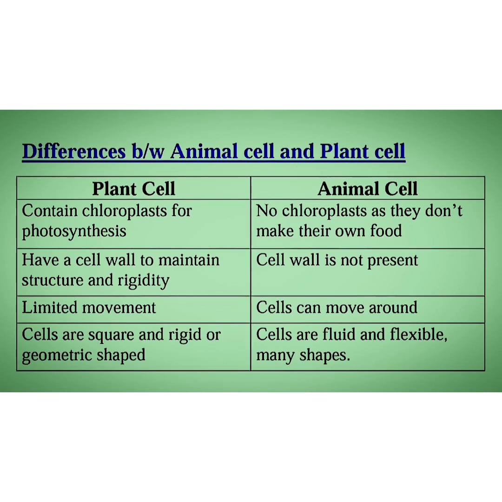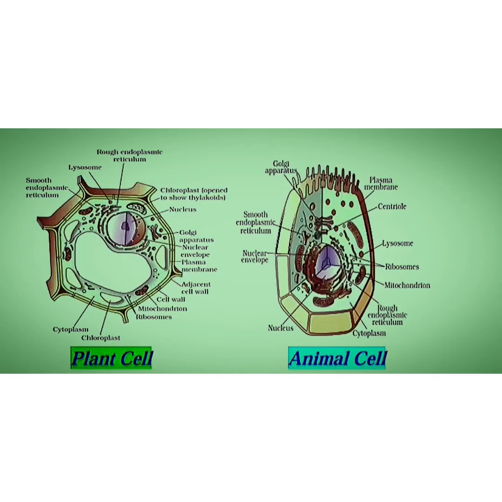Plant cells contain chloroplasts for photosynthesis, whereas animal cells don't have them. Plant cells have a cell wall to maintain structure and rigidity, whereas animal cells lack a cell wall. Plant cells show limited movement, whereas cells can move around in animals. The cells are of rigid or geometric shape in plant cells, whereas in animal cells, the cells are fluid and flexible and take many shapes because they lack a cell wall. Here is a diagram of a plant cell and an animal cell.